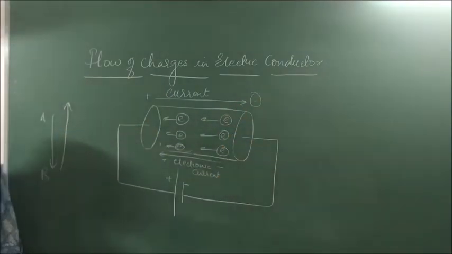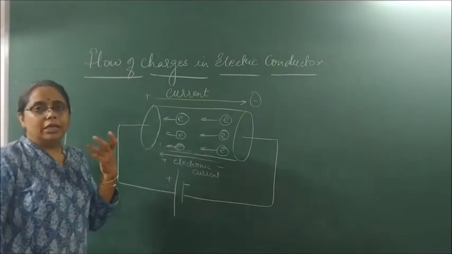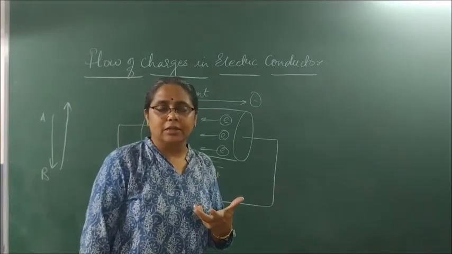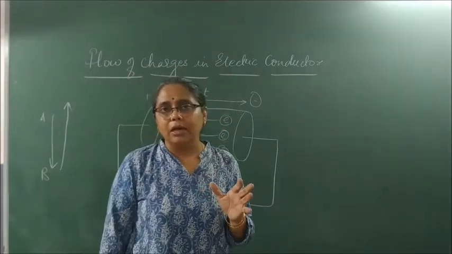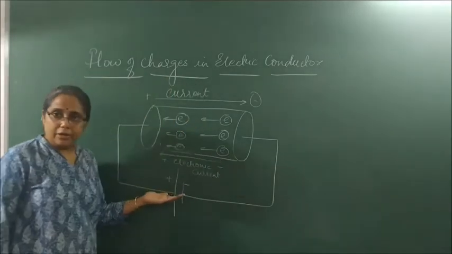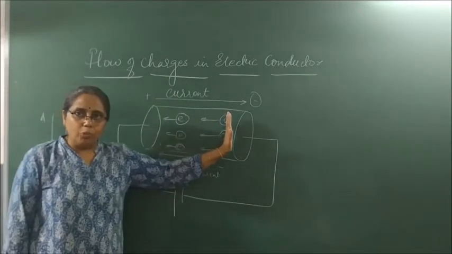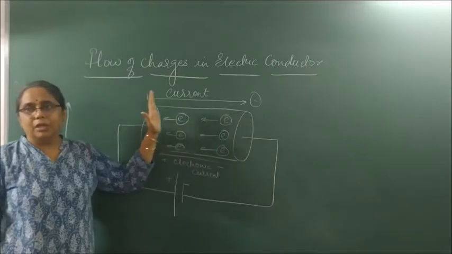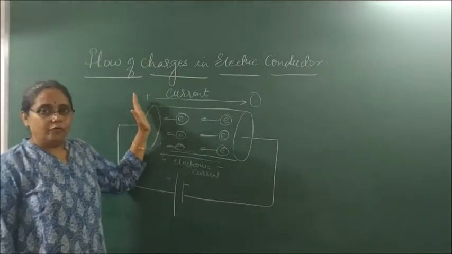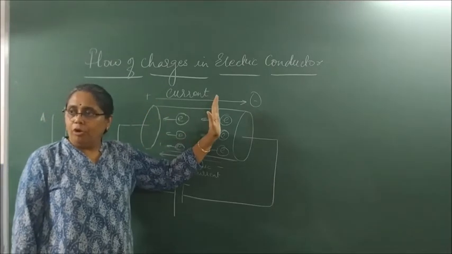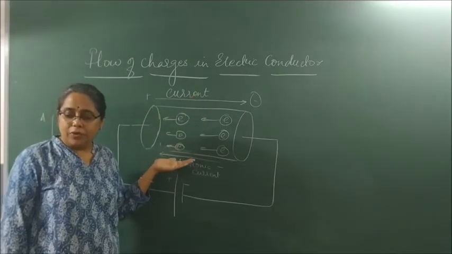So what we studied is that when you take a small piece of a conductor, the electrons inside the conductor are arranged haphazardly. But when they are connected to a cell or a battery, the electrons start moving from the negative terminal to the positive terminal. And the current flows opposite to the flow of electrons. This is given in the notes.